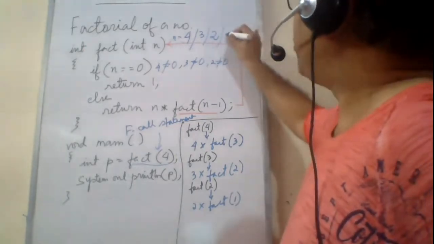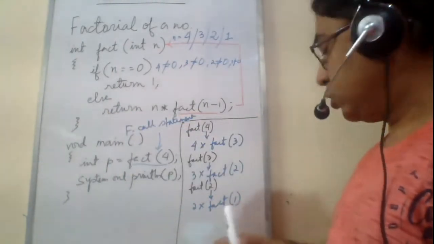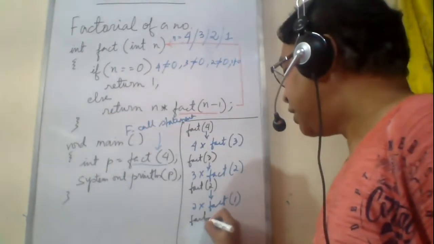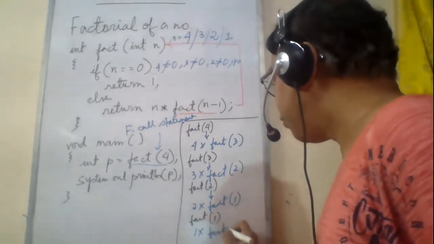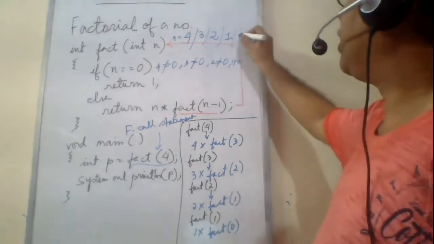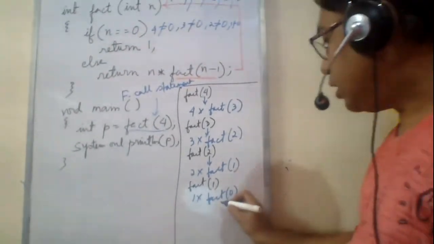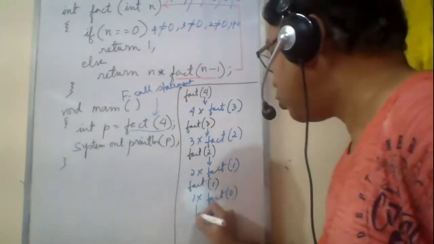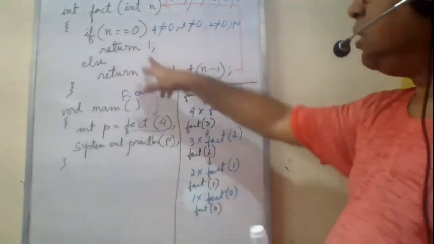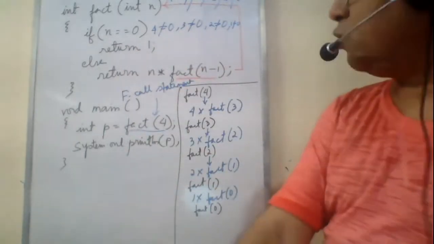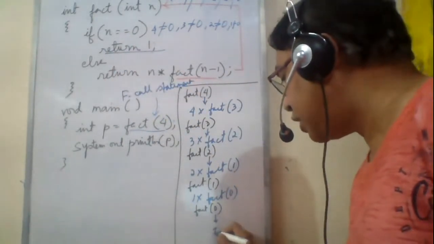Fact of 2 is doing 2 into fact of 1. So now n will get the value of 1. 1 is still not equal to 0. So it will come here. So what is fact of 1 doing? 1 into fact of 0. Now n will get the value 0. When n gets the value 0, let us see in the fact of 0. Now when fact of 0 comes, here I'm getting return 1. So fact of 0 will return 1.